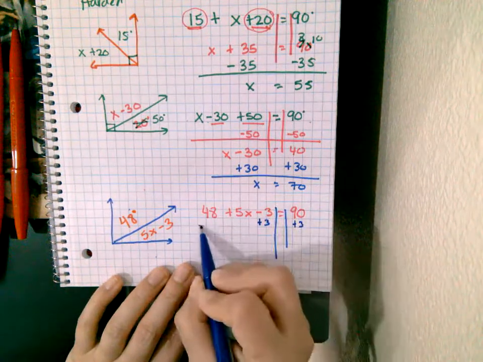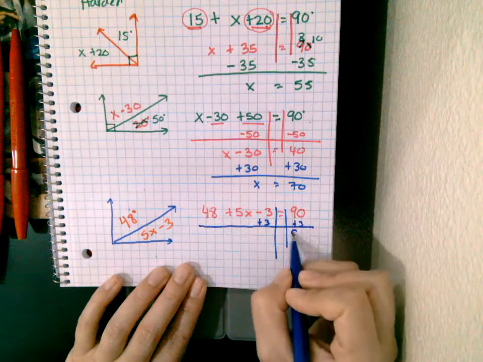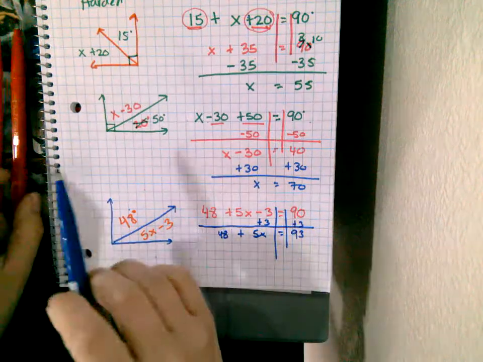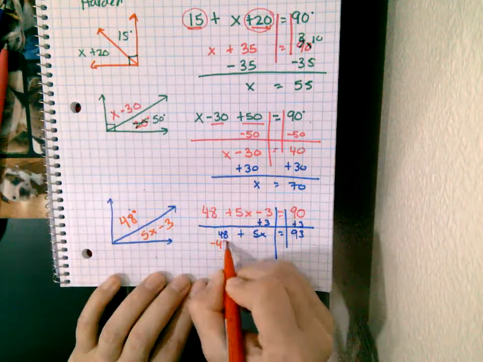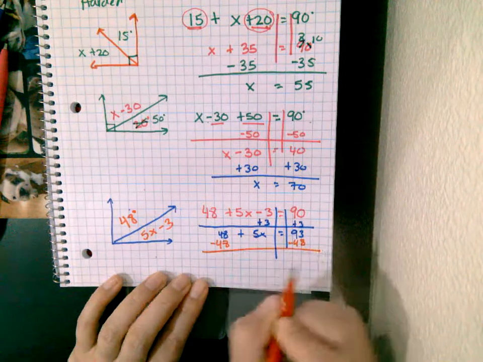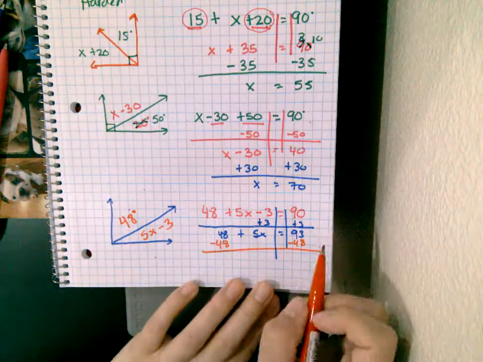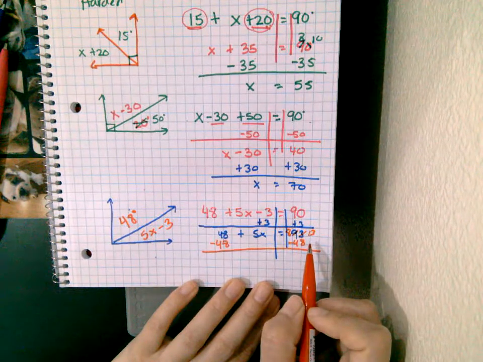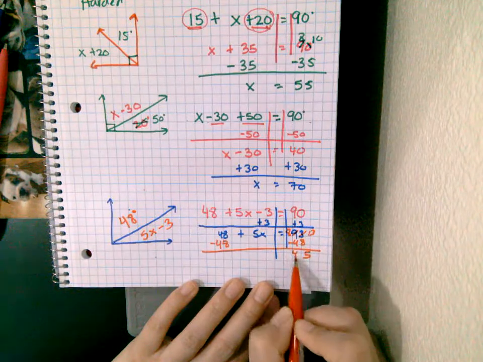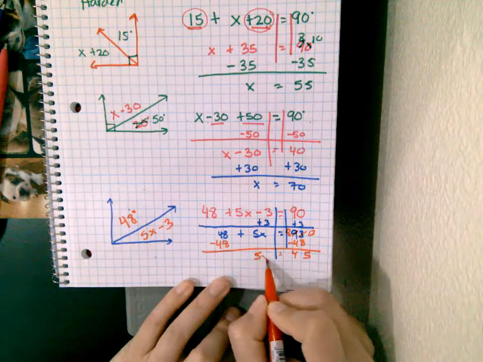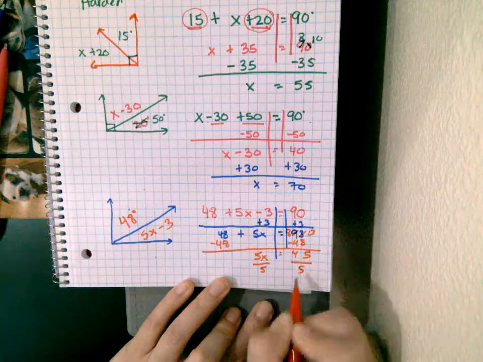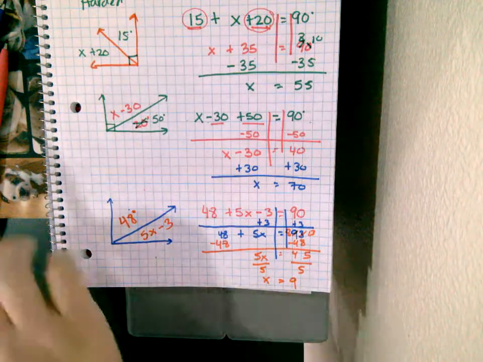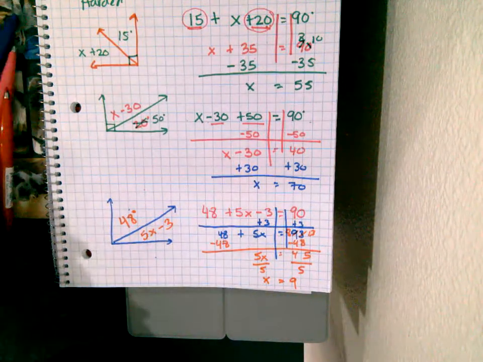Why do I add 3? Because there's a minus there. I got to do the opposite. So I get 93 is equal to 5x plus 48. So now, in order to move the 48, I got to subtract 48. This is what we learned back in like, a million years ago, right? This is 13. This is an 8. 45 equals 5x. Divide by 5. X equals 9. All right. Any questions?